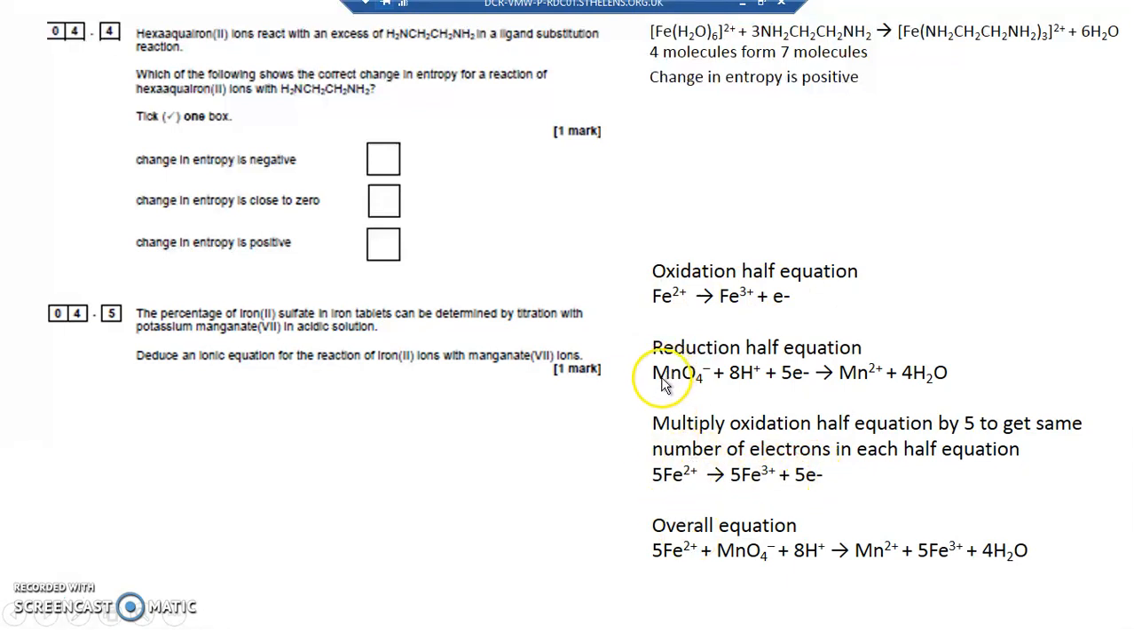Now I can add everything together. MnO4- plus 8H+ plus 5e- on the left, add 5Fe2+, makes this. The electrons will cancel in a minute. Mn2+ and 4H2O and 5Fe3+ and 5 electrons makes this, and the 5 electrons on the left and the 5 electrons on the right have cancelled.